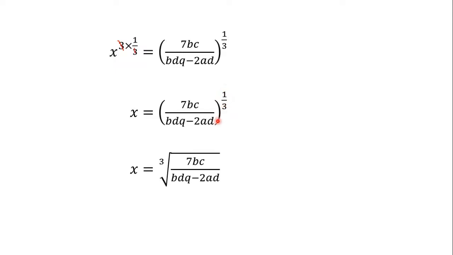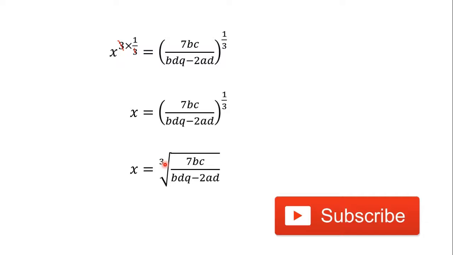From indices, we can write this as the third root of 7BC divided by BDQ minus 2AD. So if here were to be 1 over 4, you will just write this sign here and change this 3 to 4. If it were to be 5, you write this sign here and change this 3 to 5. So you see that the principles are almost the same in all the roots. If you understand how to solve for one root or power, you can also solve for the other roots or powers.